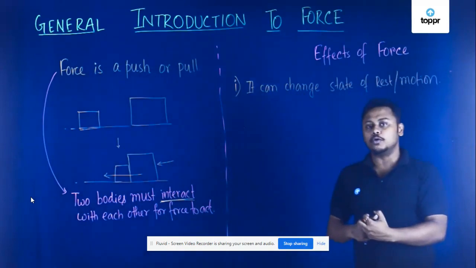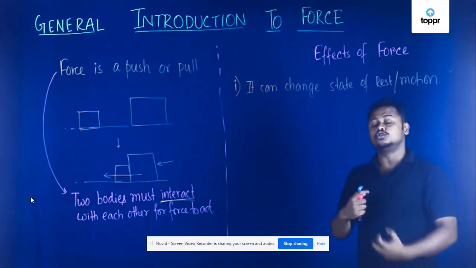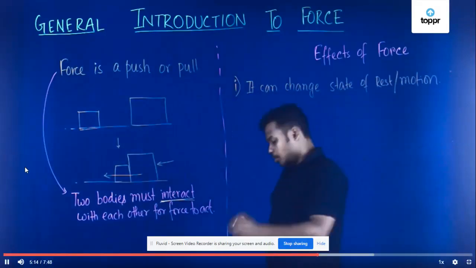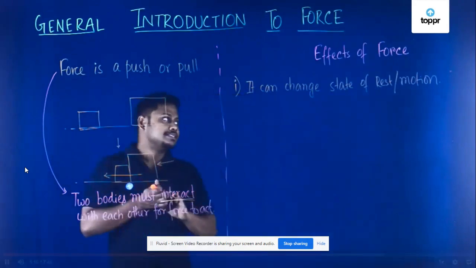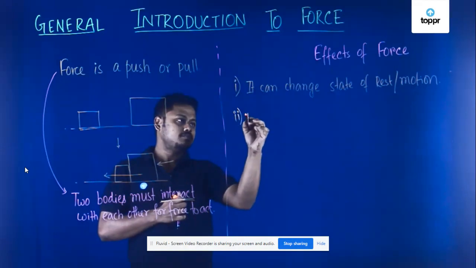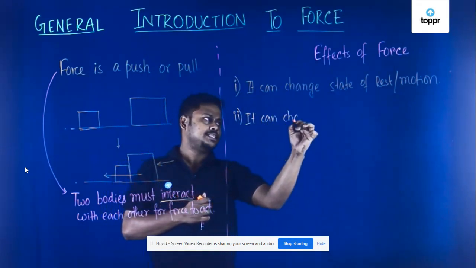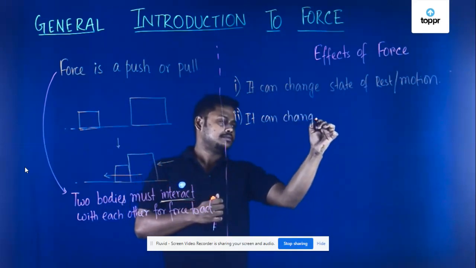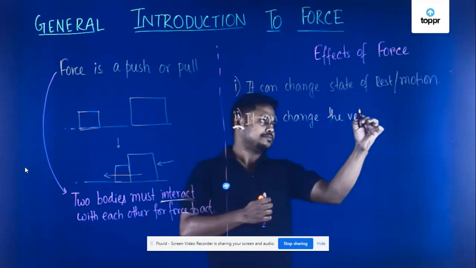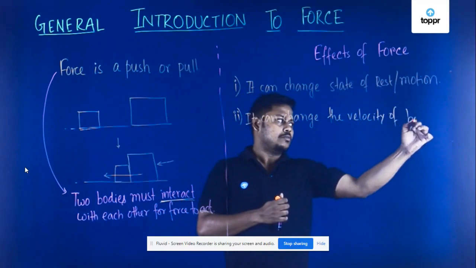It can also decrease the velocity of the body. So the second effect of force is that it can change the velocity of a body.